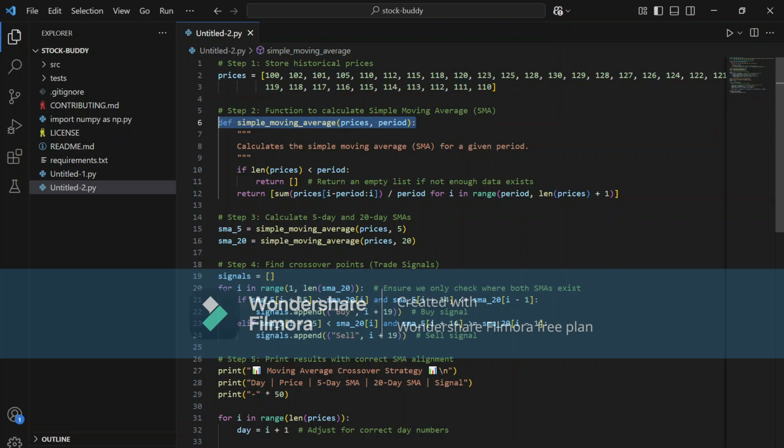So we want to define a function called simple moving average. This function is like a mini program inside of the program. It does one job for us. This function calculates the SMA, or the average price over the last few days.